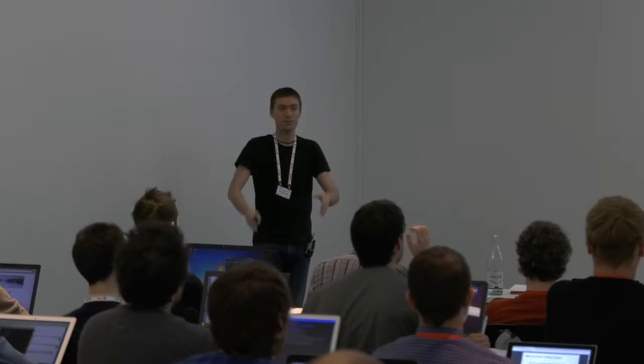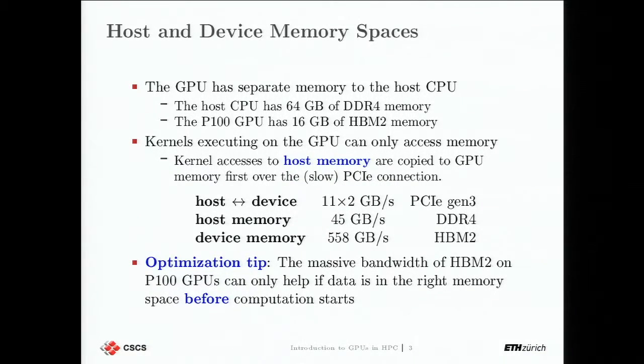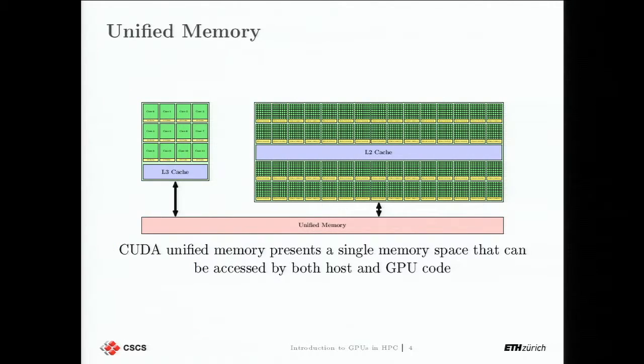But you're only going to be able to use that bandwidth if the information is already on the GPU, in the right memory space, before you start executing. Because if you have to copy it over this skinny little pipe here, you're going to lose all performance benefits.